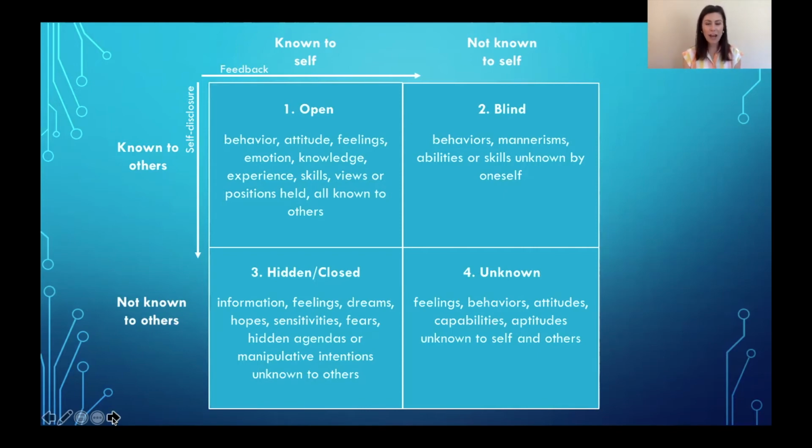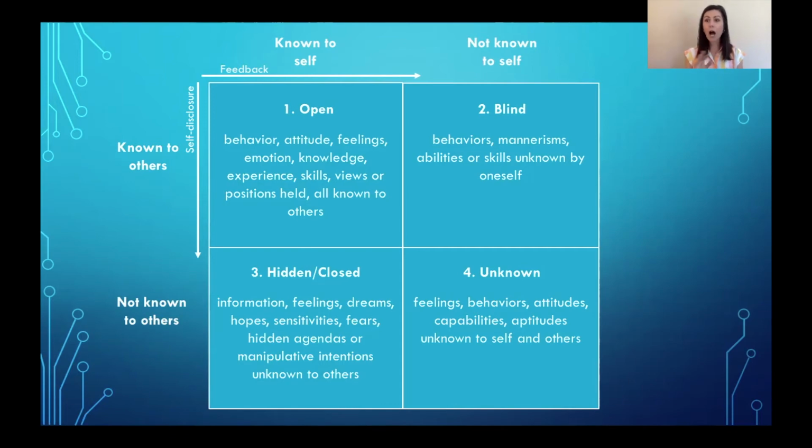All right, the third area is our hidden or closed area. So this is information or feelings, dreams, hopes, fears, sensitivities, hidden agendas, or sometimes, unfortunately, even manipulative intentions that are unknown to other people, but known to us. So we can see this breakdown here: known to self are the open and the hidden areas, and not known to self are the blind and the unknown area. And then across this way, known to others is the open and the blind, and not known to others is the hidden and the unknown.